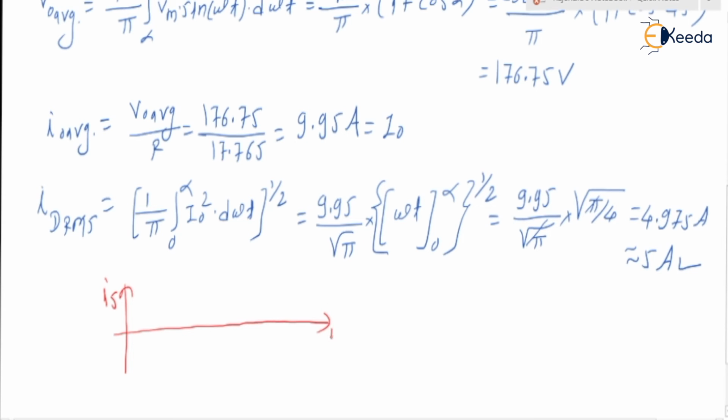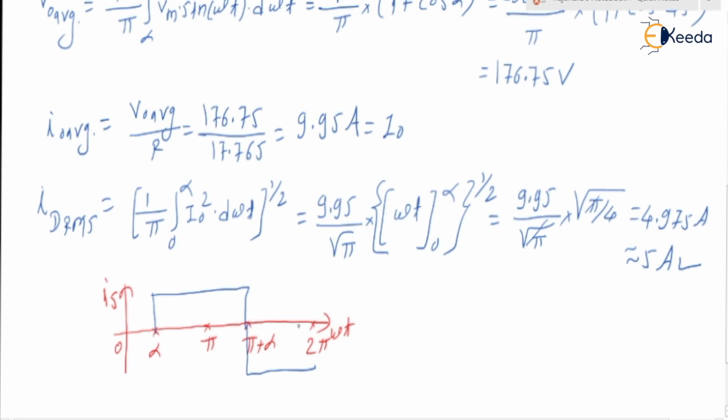Okay, this is omega t from 0, right? It is alpha to pi plus alpha, and the waveform was from alpha to pi plus alpha. Is was positive, and it had the same magnitude as I0. From pi plus alpha to 2 pi plus alpha, it was negative, right? And it had a magnitude of minus I0, right?